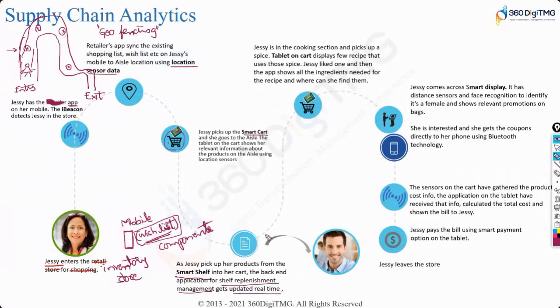And then Jesse, say, is in some section and picks up a tool, say a hammer. The tablet on the cart displays a few applications that use the hammer. Then Jesse likes one of the applications of the hammer, and the app shows all the activities needed to accomplish a task. It will also show the supporting tools that Jesse can pick up, so that just using a hammer she might not be able to accomplish all the tasks. Maybe a hammer and a nail.